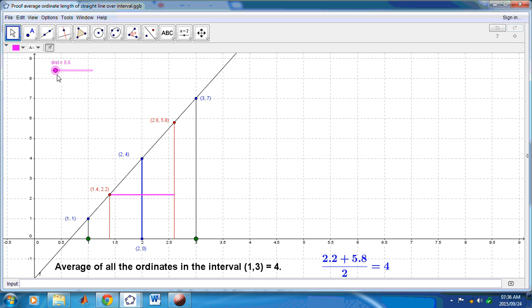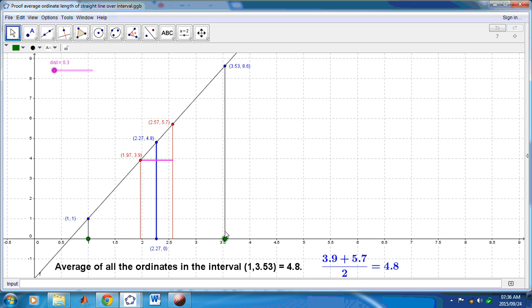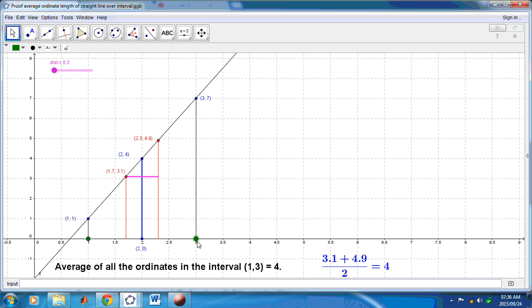So does it ever change? No. As you can see, it's always going to be 4, right? Always going to be 4. And we can also move this across here, and that is the only time the average will change, because the length of this line here and this line here change if I move the green points. Okay?